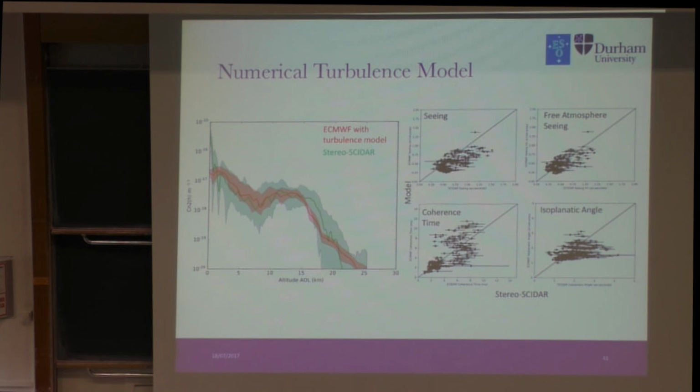The coherence time, fast times, okay, so perhaps this is showing that the model is very good for wind velocities which are fast, but then there's a lot of scatter at longer coherence times. Asymptotic angle, again, we have a funny shape, so maybe there's more work to be done on coherence times and asymptotic angle. But the free atmosphere seeing is coming out quite well.